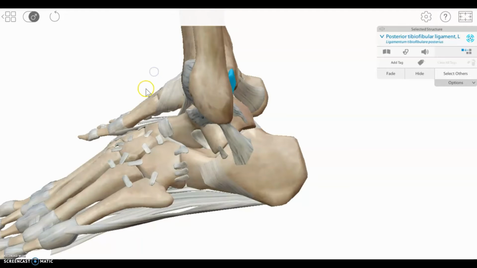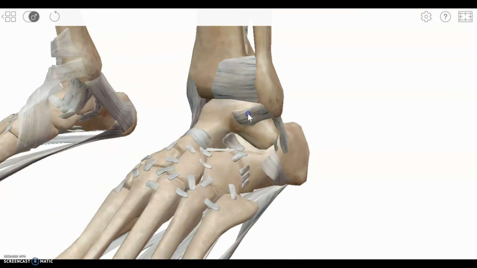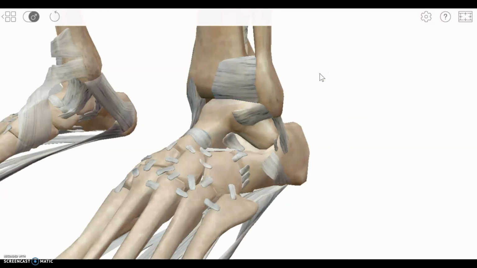So a high ankle sprain is going to be happening when the tibia and the fibula are forced apart, which is going to put strain on these ligaments right here, which may cause them to stretch or tear. And that's what I like to associate with these two ligaments.